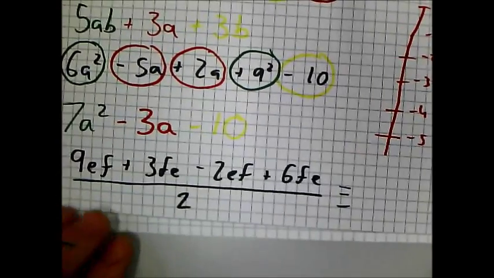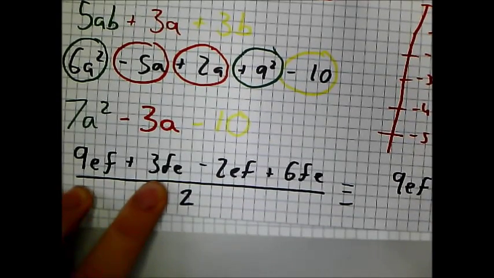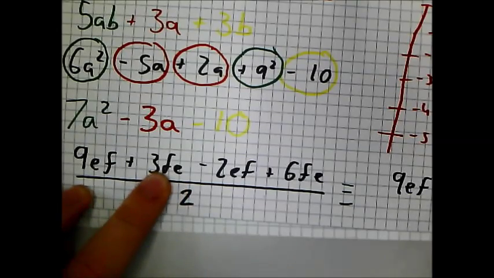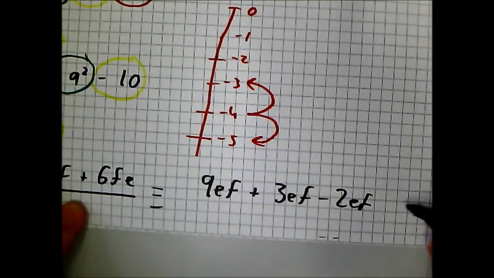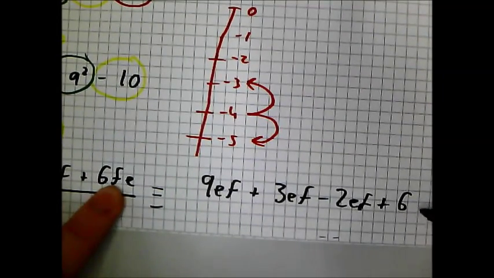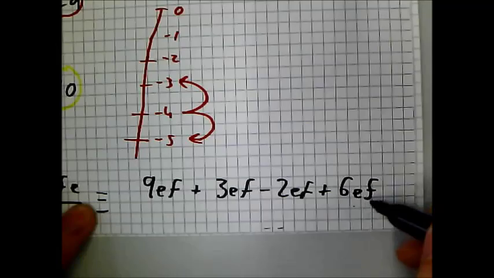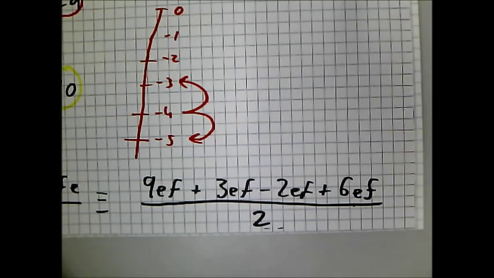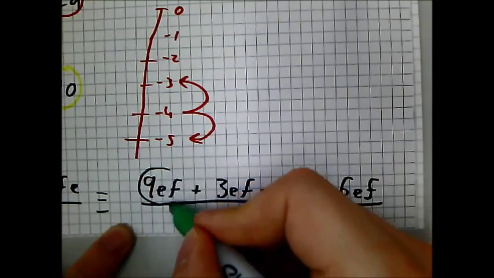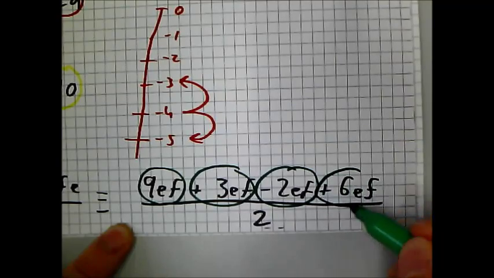So 9EF plus 3EF minus 2EF plus 6EF. Remember, it doesn't matter what order you do multiplication in, so I can change the order of those letters. All divided by 2. So, that's an EF, that's an EF, that's an EF, and that's an EF. So I'm going to combine those first.